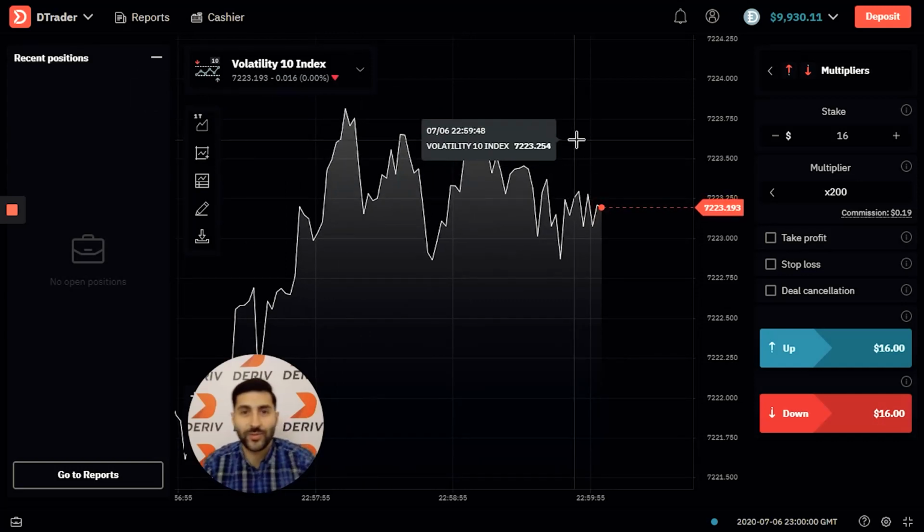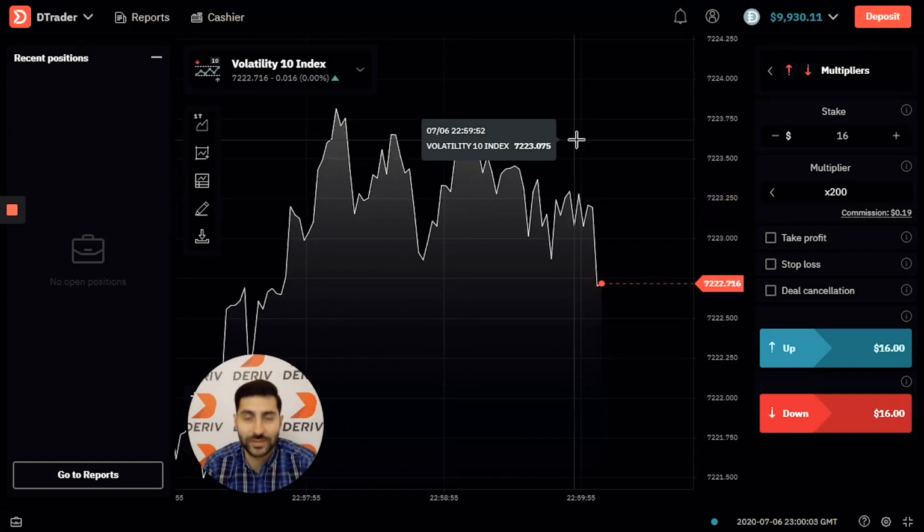And so there you have it. Those are all the key features that we have implemented into Multipliers.